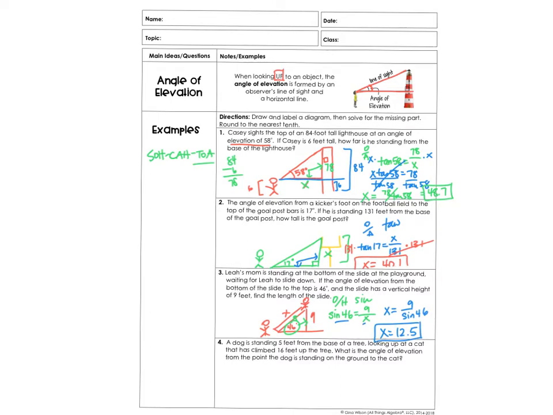Alright, let's look at one more of the elevation. A dog is standing 5 feet from the base of a tree.